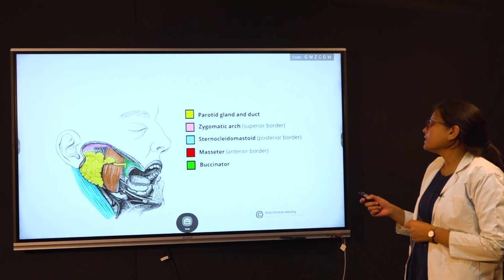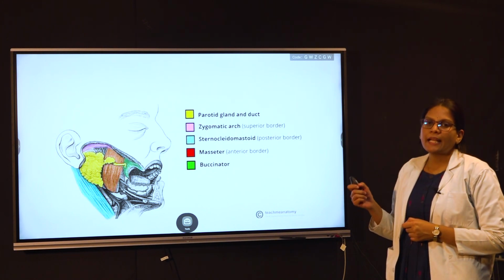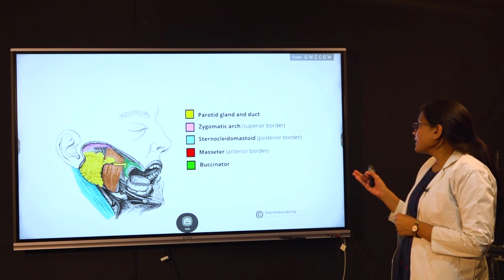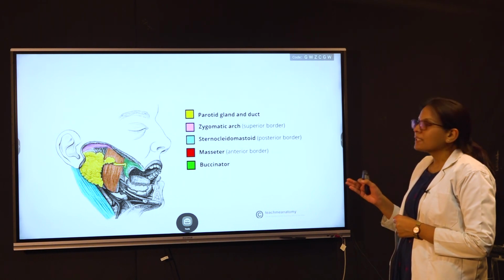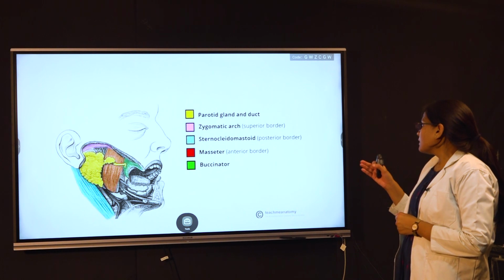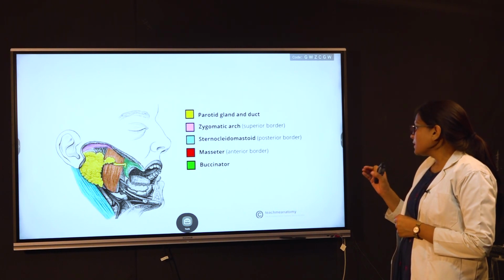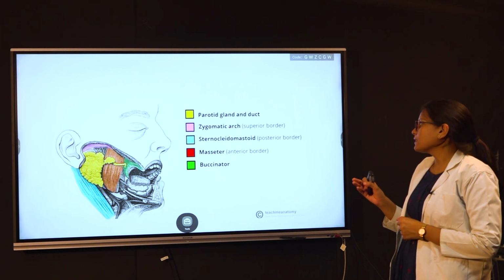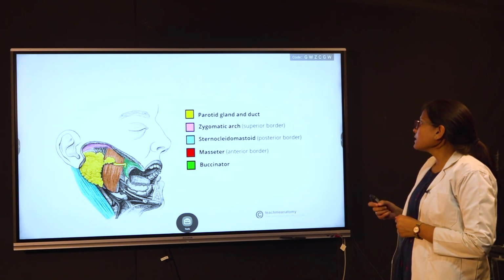So before understanding the surgical procedure, we need to understand the anatomical landmarks. As you can see, the parotid gland is bounded anteriorly by the masseter muscle, posteriorly by the sternocleidomastoid muscle, and the duct of the parotid gland pierces the buccinator muscle and opens into the buccal mucosa at the level of the upper second molar. And superiorly it is guarded by the zygomatic arch.